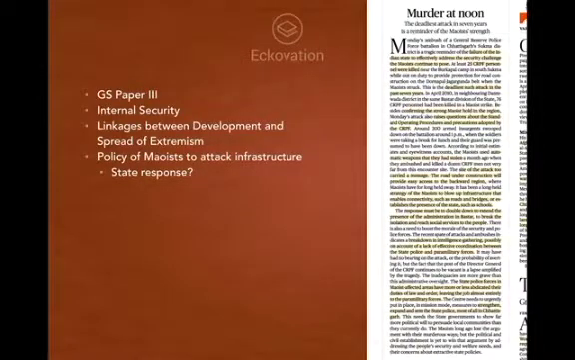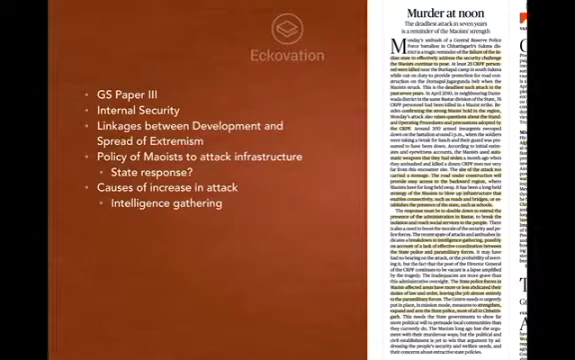It also questions what should be the state response to such a policy of Maoists, and this could also be a question for you in your mains exam, and you should keep noting down points wherever they come, that this policy of Maoists to attack infrastructure, how should the state combat this policy? This article also talks about the causes of increase in such attacks recently.